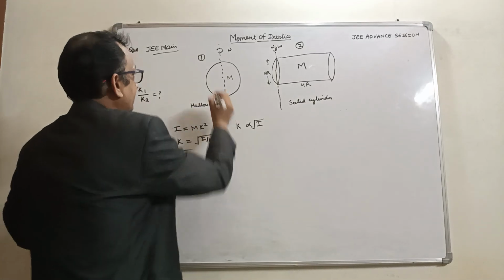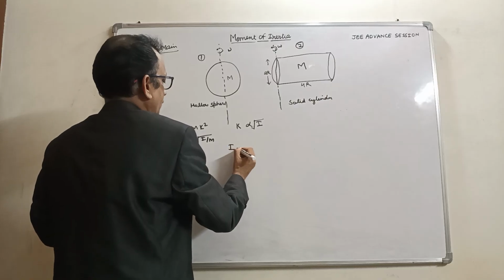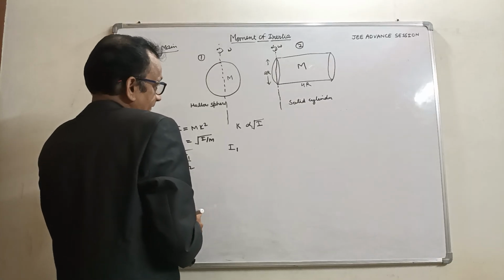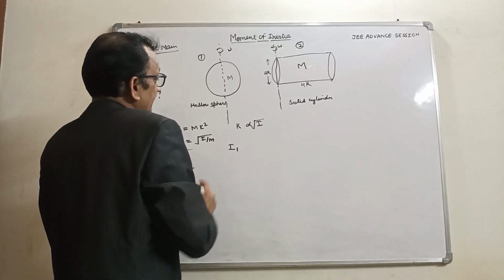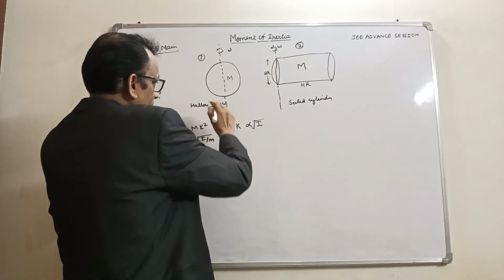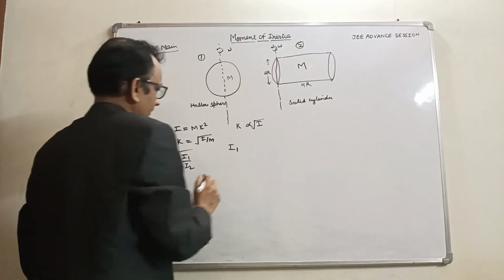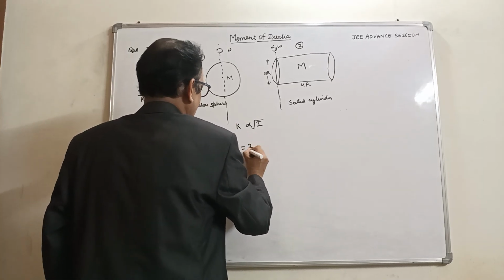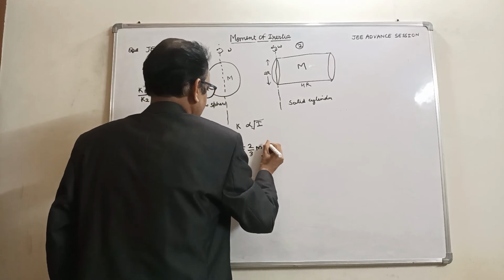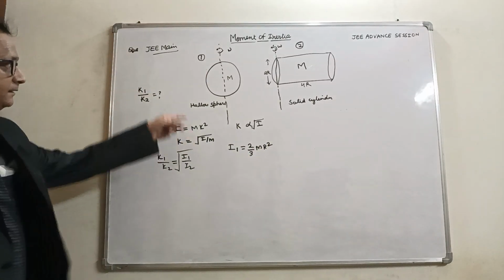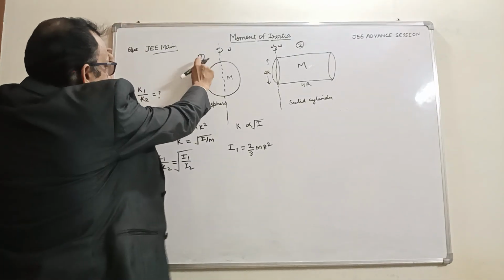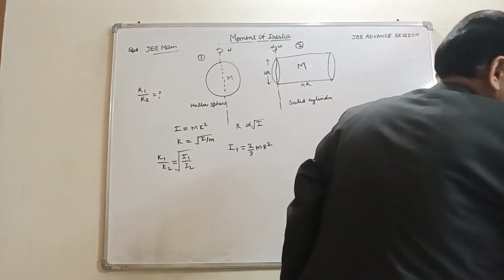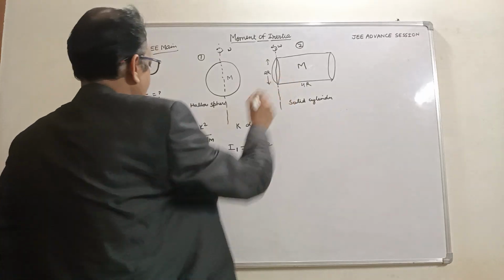So in this scenario, this is system 1. So I1 about this is the diameter. This hollow sphere is diametrically spinning here. So we write the moment of inertia of the hollow sphere would be 2 by 3 m r square. Let's say this is system 1.